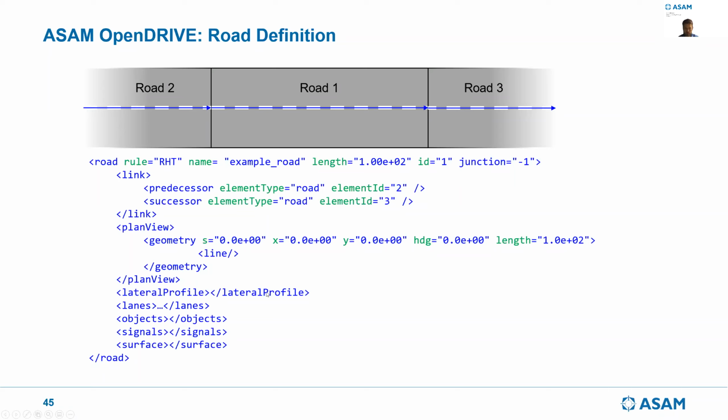Yeah, and then we have the lateral profile, where you define a profile perpendicular to S. For example, if your road is maybe tilted a bit, or if there's a shape you want to apply to your road, then you can use the lateral profile. Then down here you have lanes, and then you can apply objects, signals, and surface as well. So that's where OpenCRG comes into play. And all of this pretty much makes up the road definition.